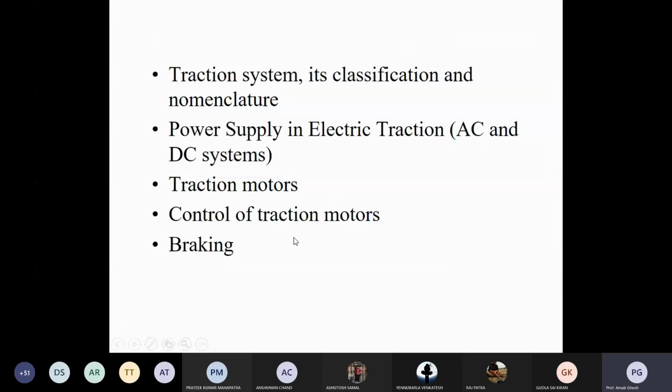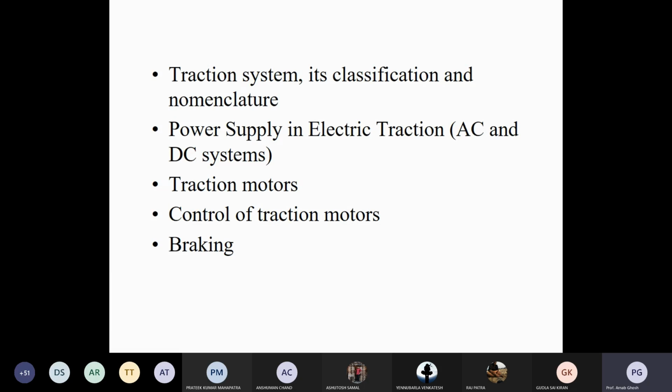In the traction system, what we need to know is the classifications: the classifications of the traction system and the nomenclature. The next one is the power supply in electrical traction. What type of power supply we need to use for electrical traction is important. Is it AC power supply or DC power supply? If it is AC, what will be the advantages of using the AC power supply?